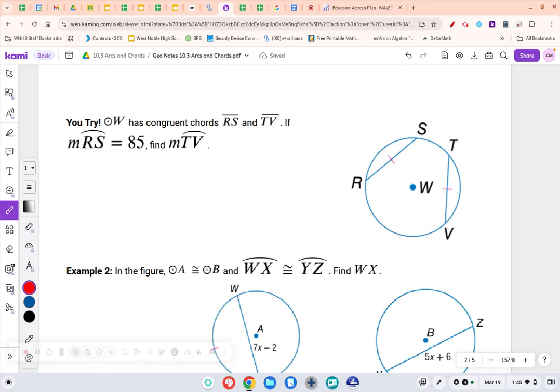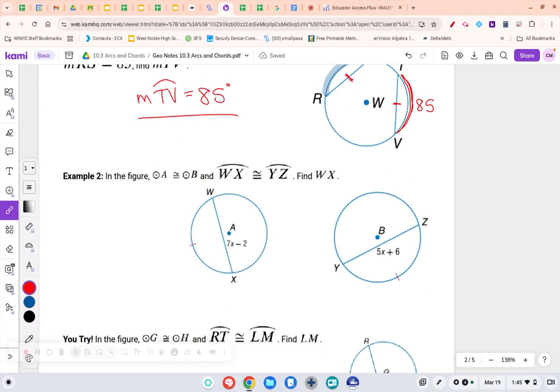Okay, so circle W has congruent chords RS and TV. Those are already marked. We are given that arc RS is 85. We are trying to find arc TV. You know that these have to be the same. We just did a proof about this. So arc TV is also 85.